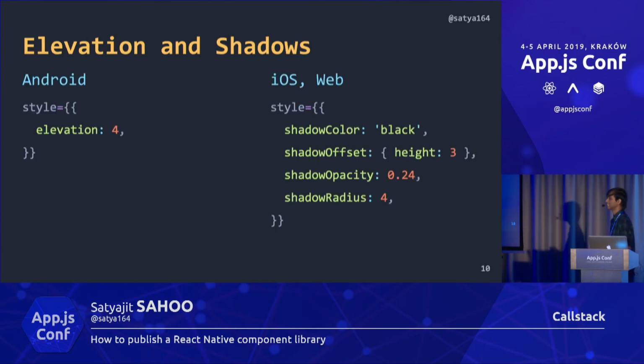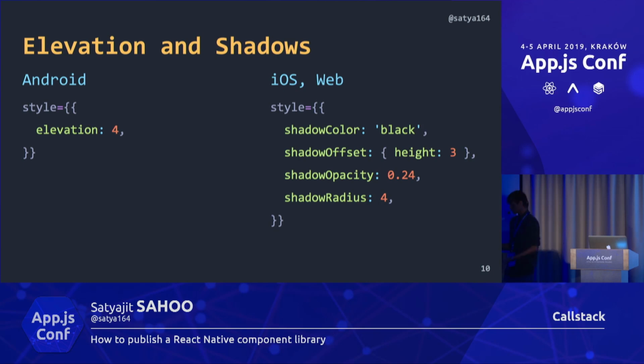And the next one is elevation and shadows. On Android, there is no shadow property. There is a single elevation property, which maps to the elevation property on the native side. So it's very different from shadow. On iOS and web, you can control the color, how big the shadow is, what's the opacity, and all these things. But with elevation, you cannot control anything. You have a number, and there is a predefined shadow which will be rendered.